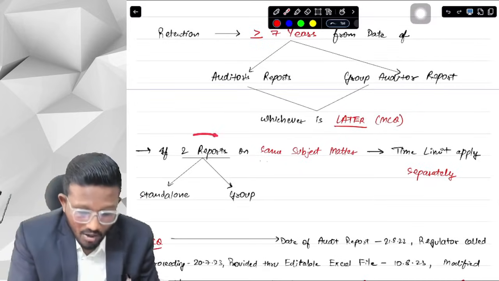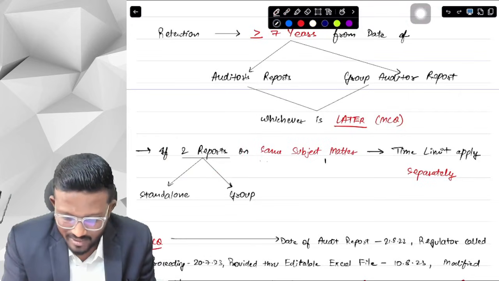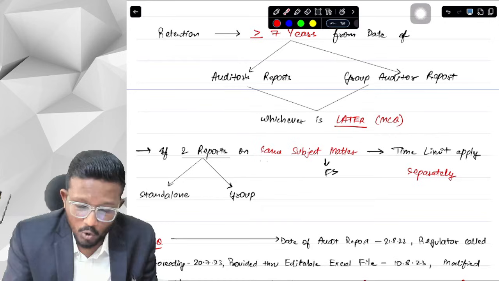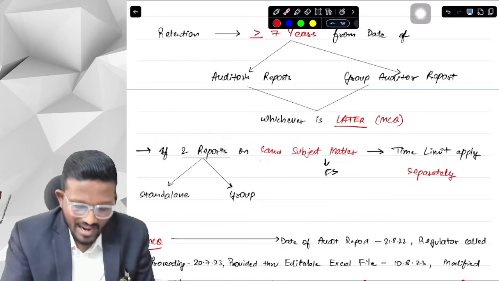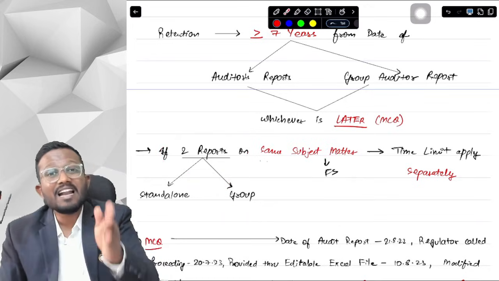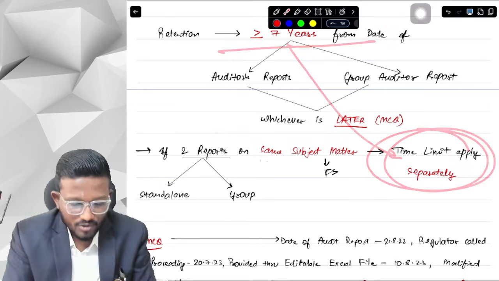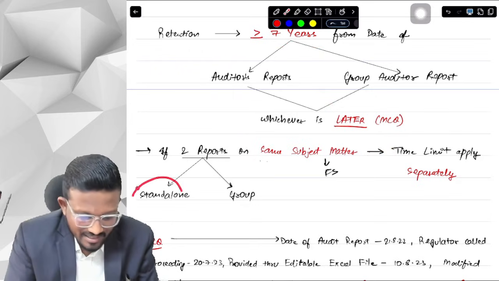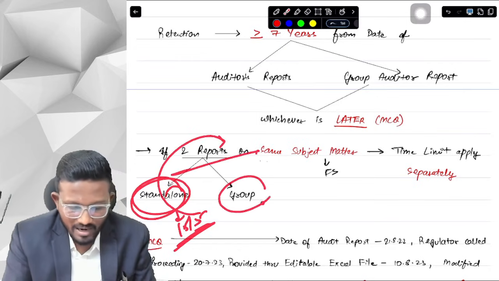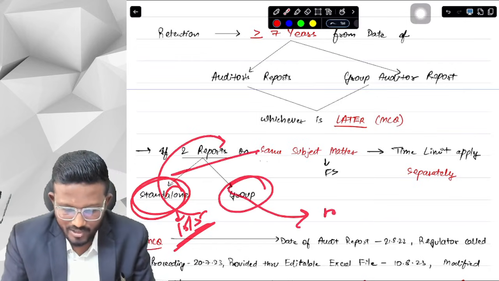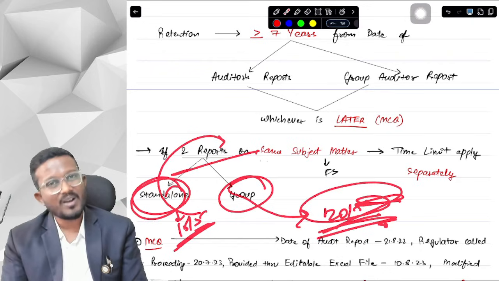If I prepare 2 audit reports on the same subject matter, what is the subject matter? Subject matter here basically means financial statements. If I prepare 2 reports on the same financial statements, one for my standalone financial statements and the other for my group financial statements, then the time limit of 7 years will be counted separately for each auditor's report. So if I prepared the standalone report on 15th May, the time limit will start from 15th May. If I prepared the auditor's report for group financial statements on 20 May, then for this report the time limit will start from 20 May.